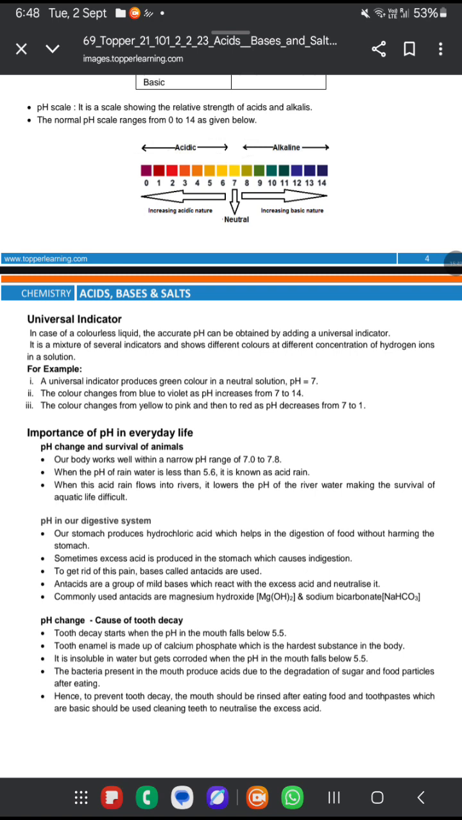The bacteria present in the mouth produce acid due to the degradation of sugar and food particles after eating. Hence, to prevent tooth decay, the mouth should be rinsed after eating food, and toothpaste, which is basic, should be used for cleaning teeth to neutralize the excess acid.